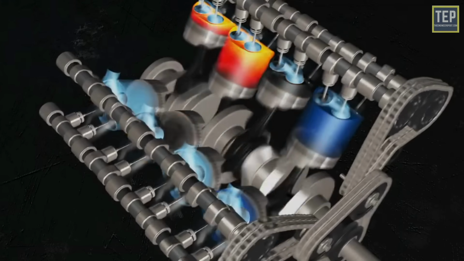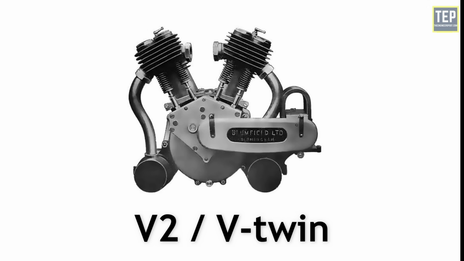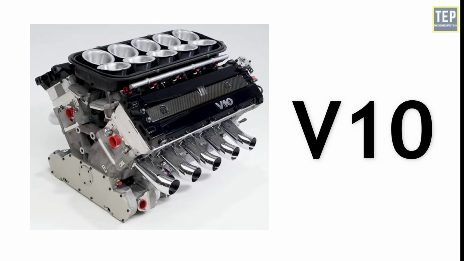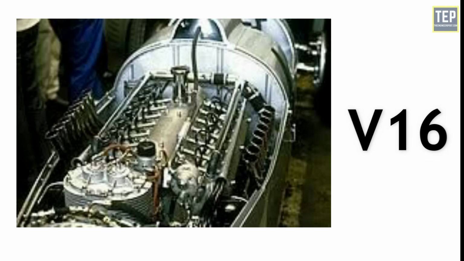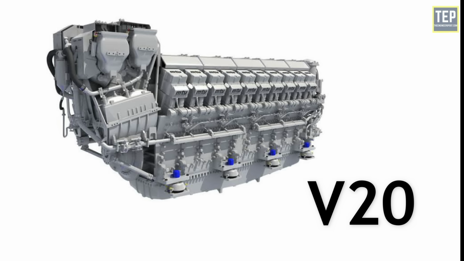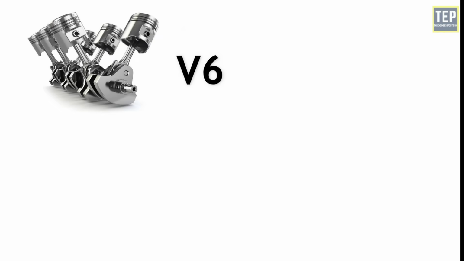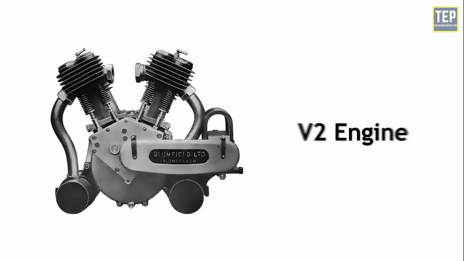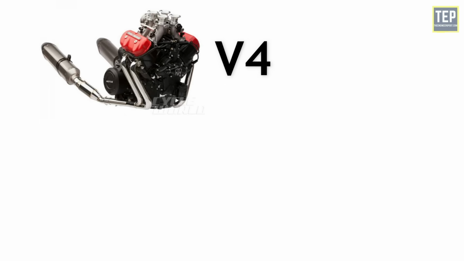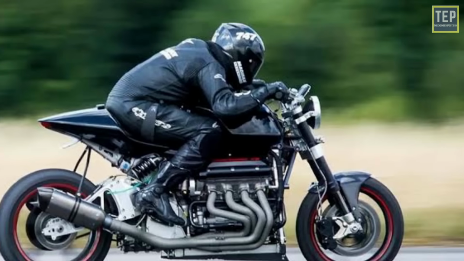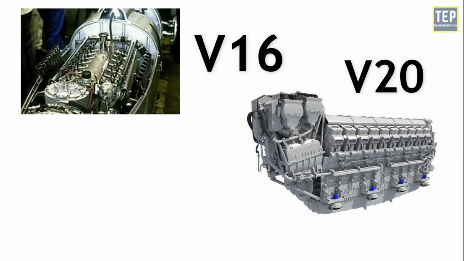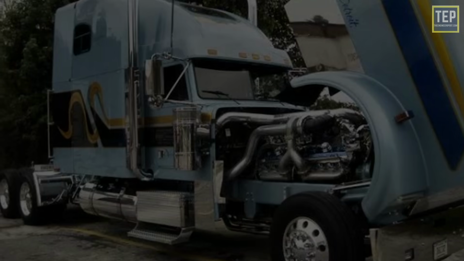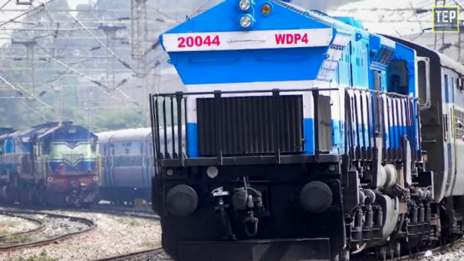Types of V engines which have reached production are V2 or V-twin, V3, V4, V5, V6, V8, V10, V12, V14, V16, V18, V20, and V24. V6, V8, and V12 engines are the most common layout for automobile engines. V2 engines are used in some motorcycles, and V4, V5, and V8 engines are also used in bikes. V16, V20, and V24 are quite uncommon in automobile use and are restricted to mainly large truck and locomotive usage, with some exceptions.